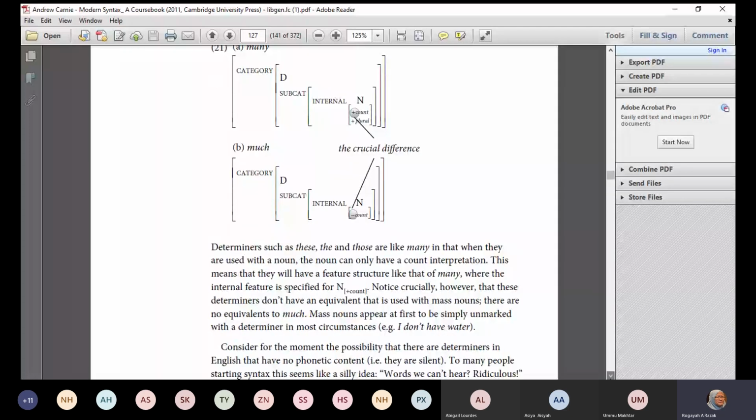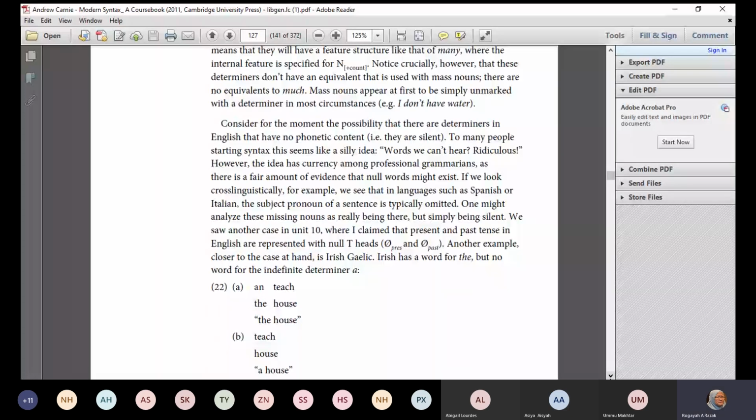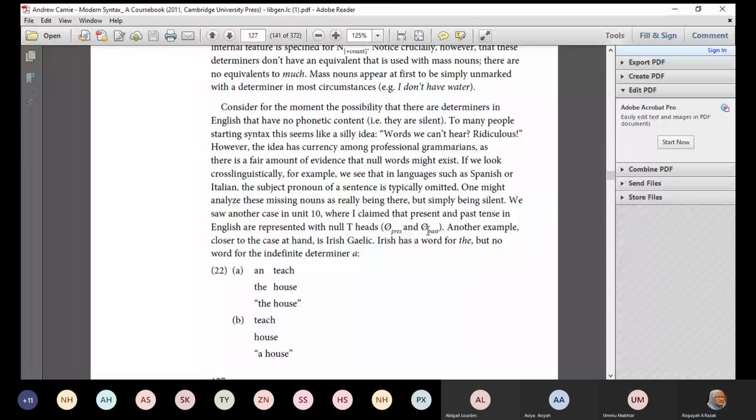So he wants to tell you about some null. Null is zero. This is null. Zero present, zero past. Let's see what this one is, null. And how does he represent this?